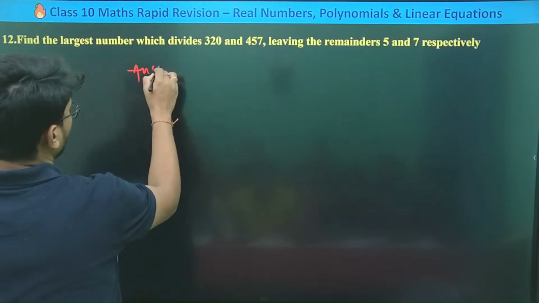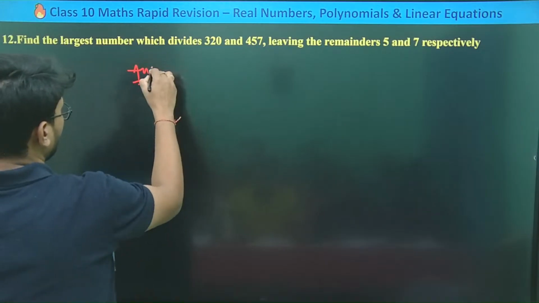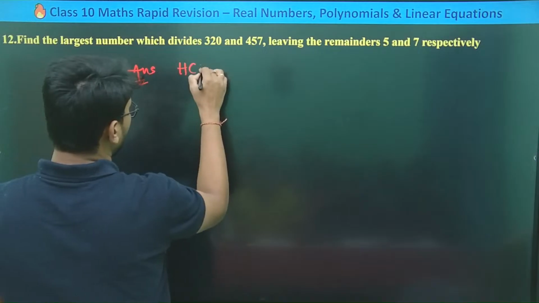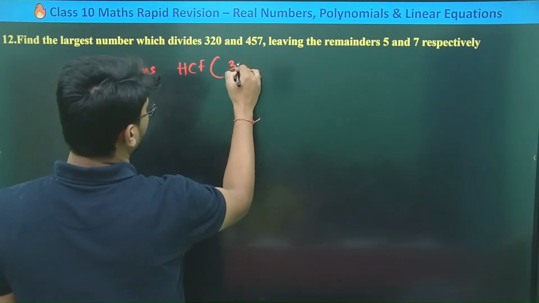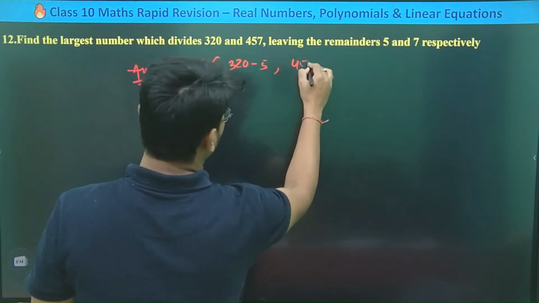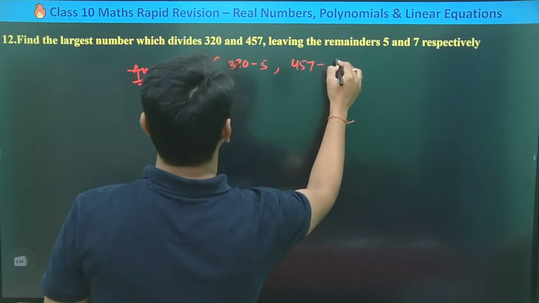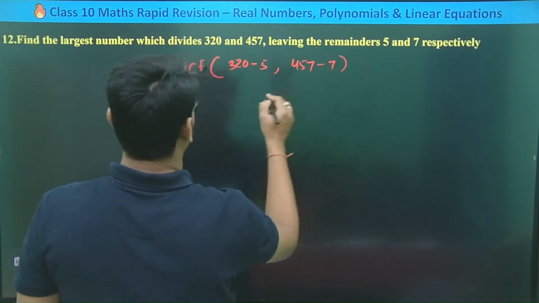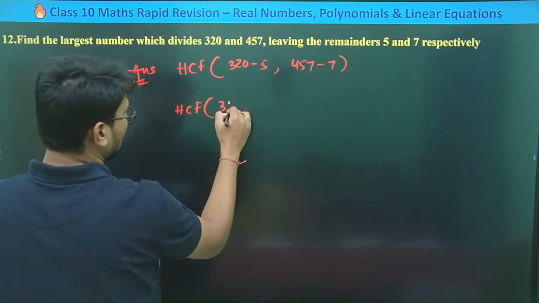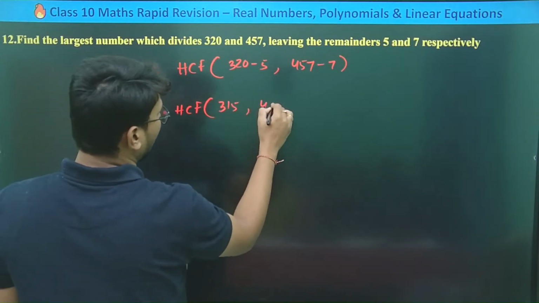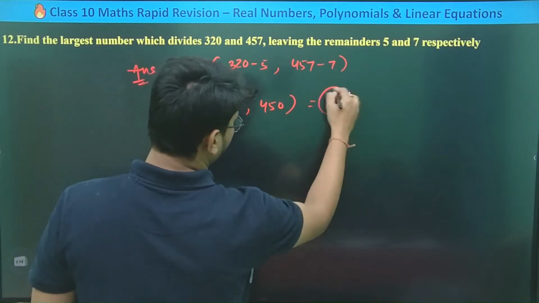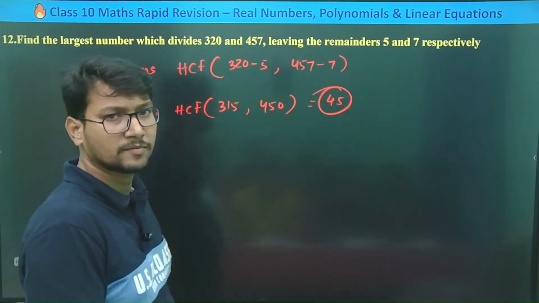The answer is HCF of 320 minus 5 and 457 minus 7. That is HCF of 315 and 450. 45 is the answer.